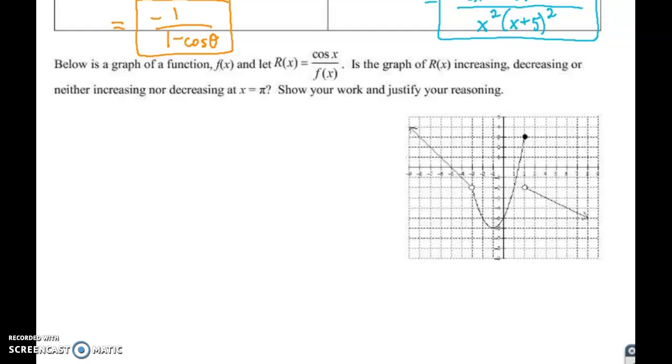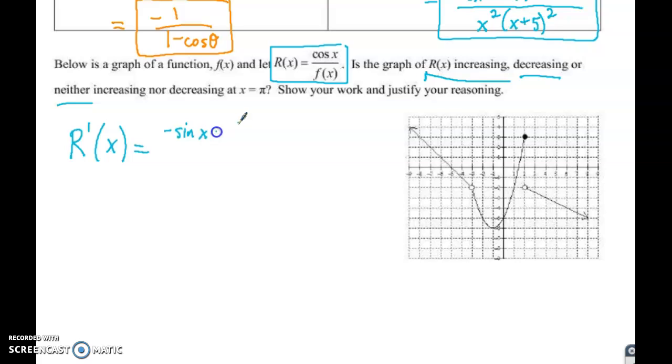And yeah, now we're going to get into some graphical interpretations of things. So they tell you r of x is defined by this function, and f of x is in the graph. So if they ask you if r of x is increasing, decreasing, or neither, what we need to examine is what's happening at x equals pi. Well, we need the derivative first. So what's the derivative of r of x? Well, the derivative of the top is negative sine of x. You leave the denominator alone, minus the derivative of the bottom. You leave the top alone. All over the denominator squared.